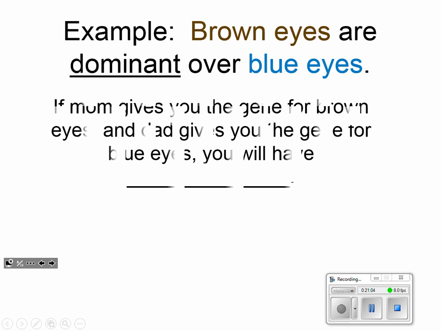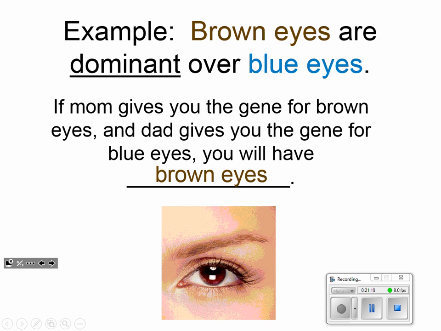Juan, question. If your mom gives you the gene for brown eyes and your dad gives you the gene for blue eyes, we heard this already, that baby is going to have what color eyes? Brown, because brown is dominant. You're going to get brown eyes.